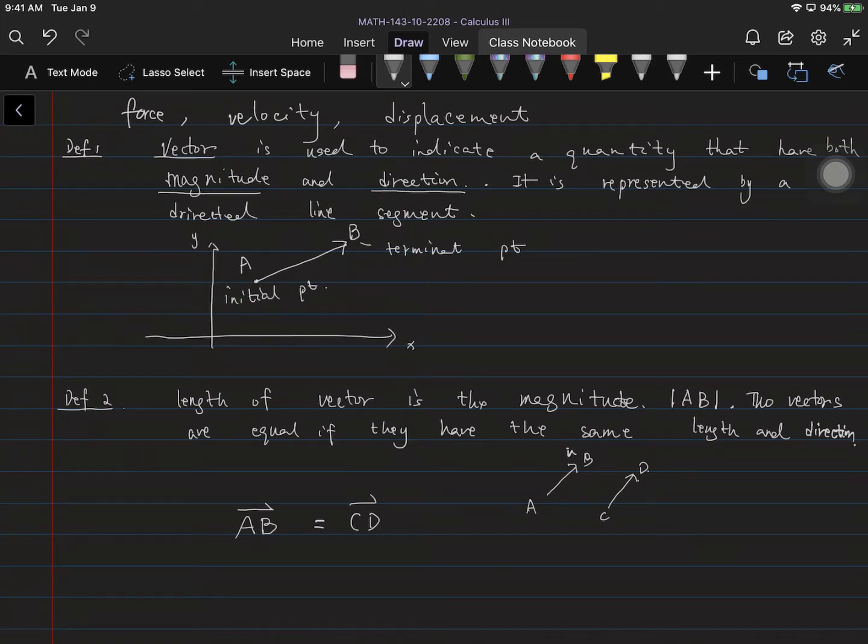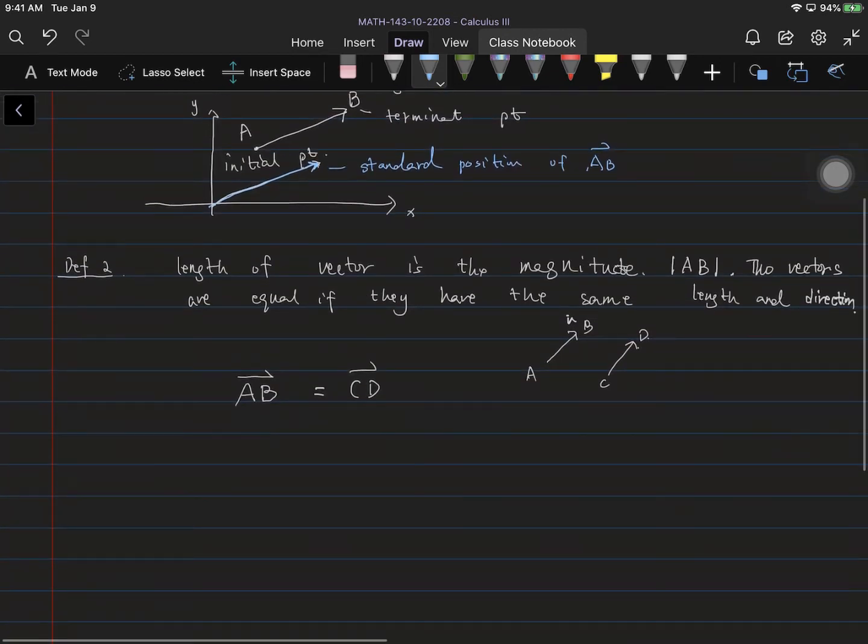Right, now let's take a look. We are going to move the vector AB here. So we can see those two vectors have the same length and the same direction, right? And in this case, this new vector is the same as AB. This is called the standard position of vector AB. Standard position means the initial point is at the origin.